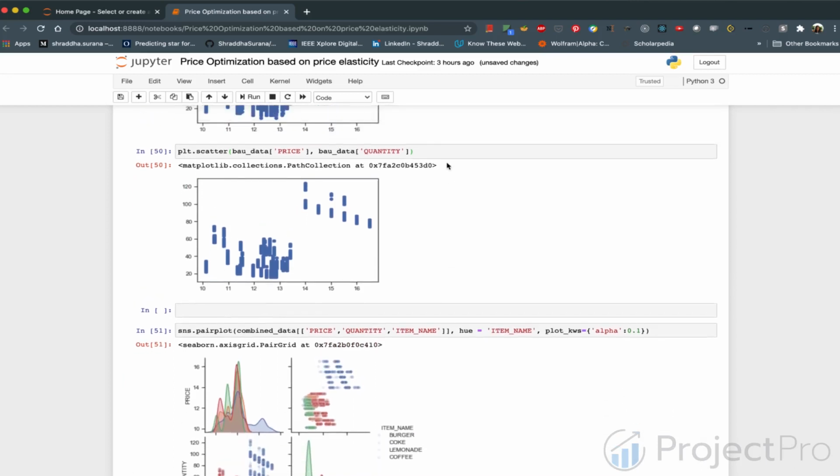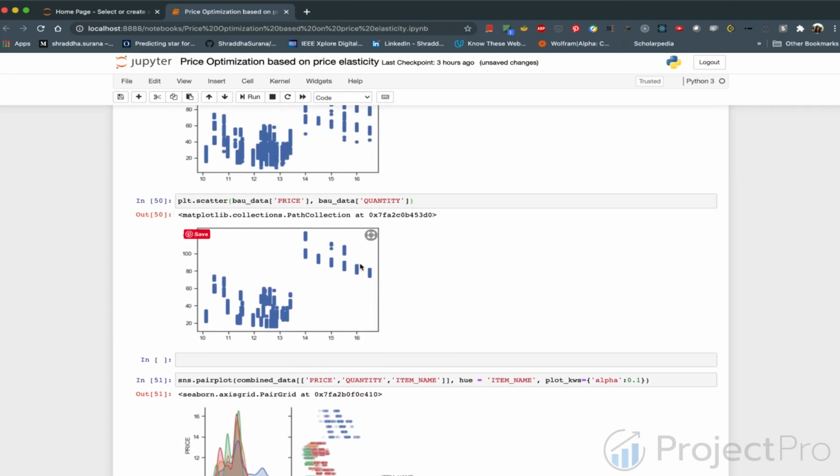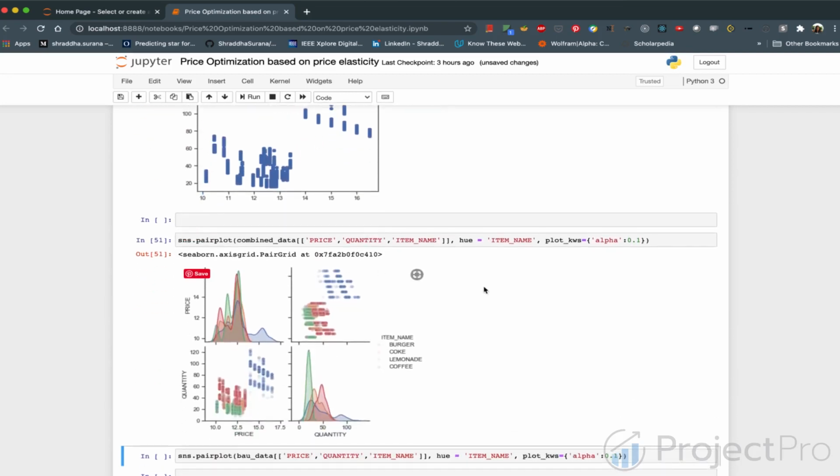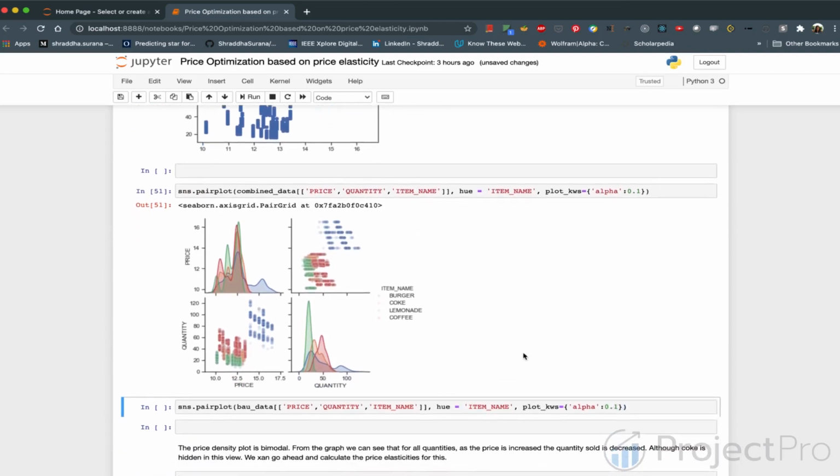Let's look at the pair plot. Now we have the price and quantity, but again the problem over here is this is for all the four items: burger, coffee, Coke and lemonade. So now if we segregate based on the item name and then look at the scatter plot and the histograms, now we see something very interesting. We can see a clear distinction between the items.